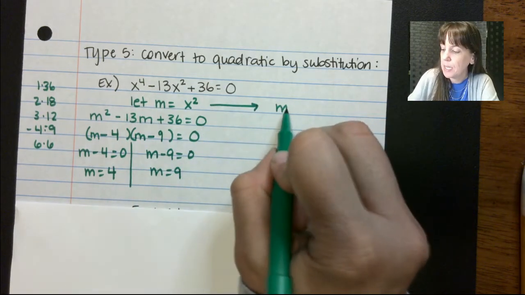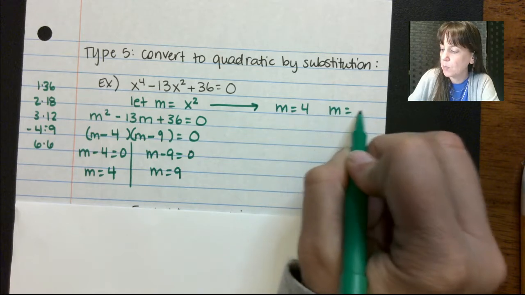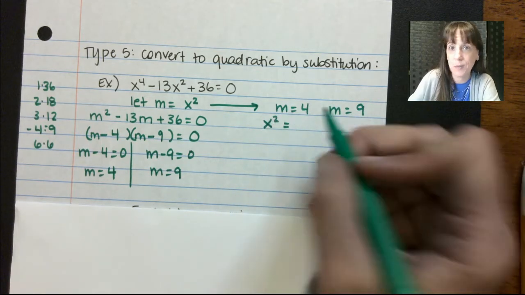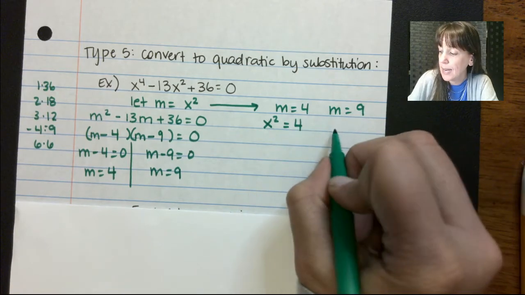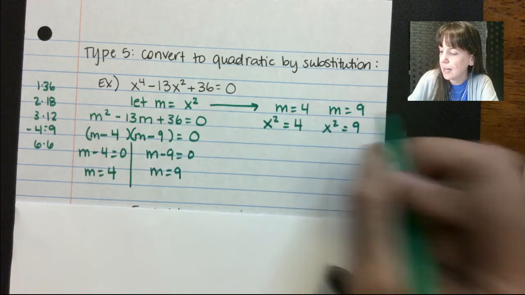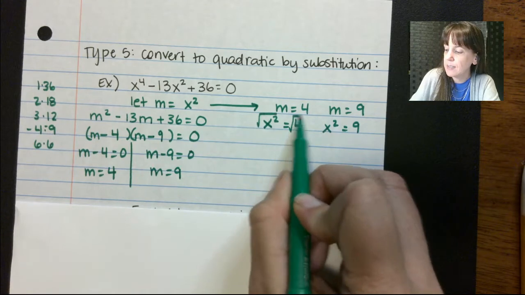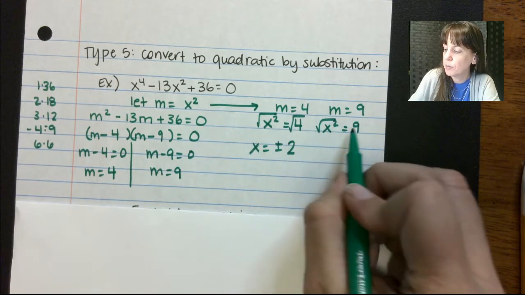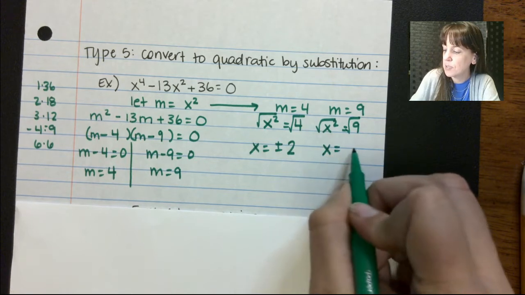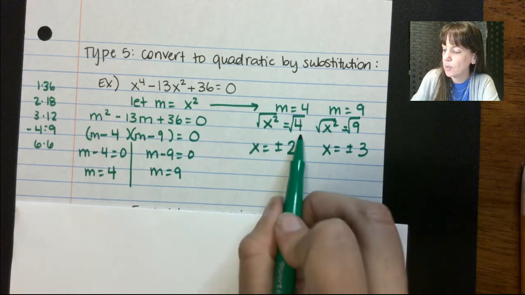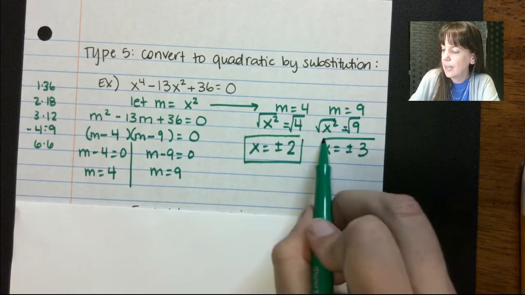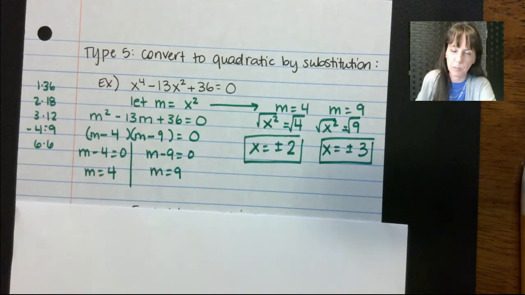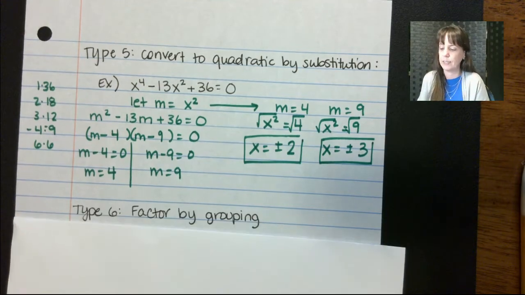So we have m equals 4 and m equals 9, except x squared, we can substitute that back in for our m. So x squared equals 4, and x squared equals 9. Square root both sides, I get x equals plus minus 2. Square root both sides, and I get x equals plus minus 3. So I have 2 answers here and 2 answers here, for a total of 4 answers, and I go and look at my original problem. How many should I have? 4, so I've done this correctly.